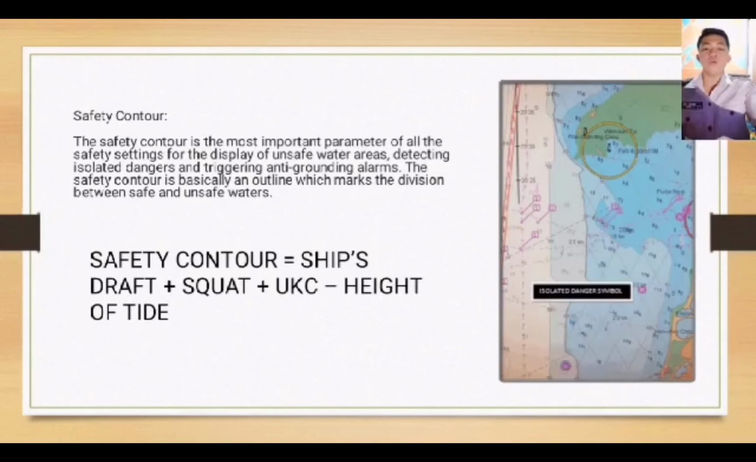So in order to know the safety contour of our vessel, we should use this formula. Safety contour equals ship's draft plus squat plus UKC minus height of tide.